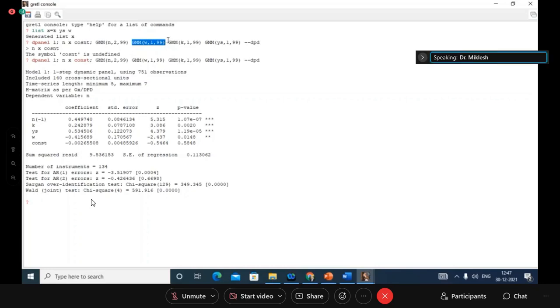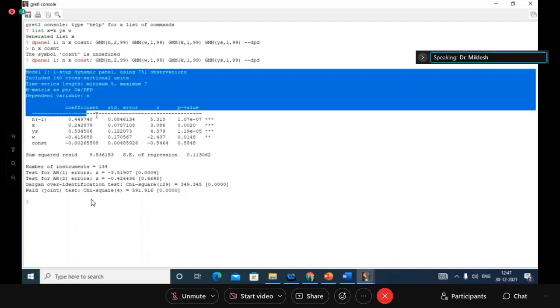Similarly, KYS. It means all DV and IDVs, the lag of all DVs and IDVs are considered as the instrumental variable. And then I have written double dash DPD. It means dynamic panel data. Dynamic panel data, right? Then we get the result like this.